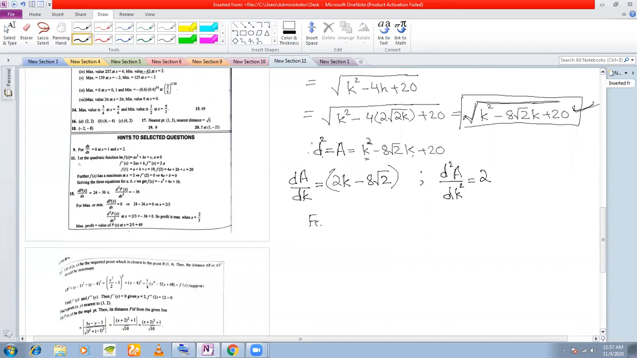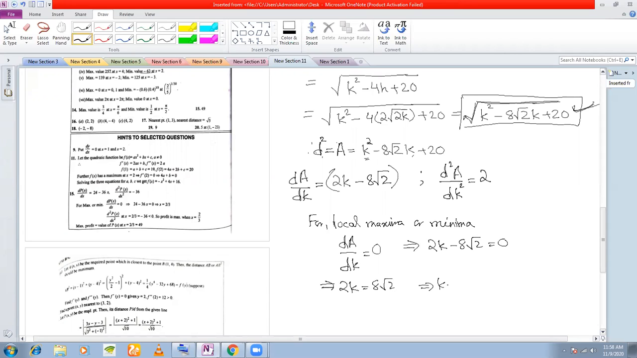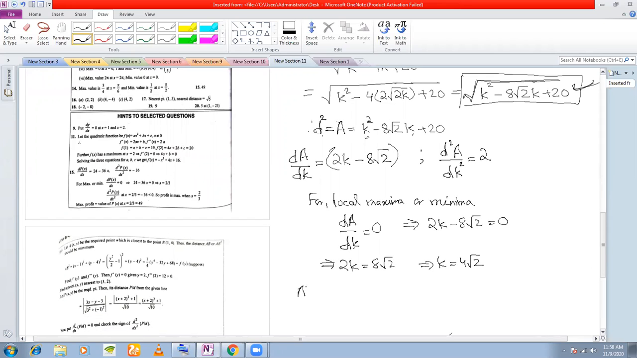So for local maxima or minima, dA/dk must be equal to 0. If dA/dk is equal to 0, that means 2k minus 8 root 2 must be equal to 0. That means 2k is equal to 8 root 2. That means k is equal to 4 root 2. Now for the second derivative test, what is the value of d2A/dk2? The value of d2A/dk2 is 2, which is positive, right?